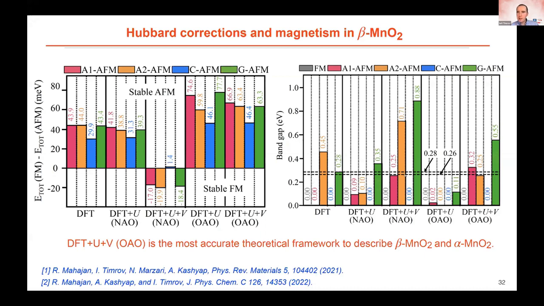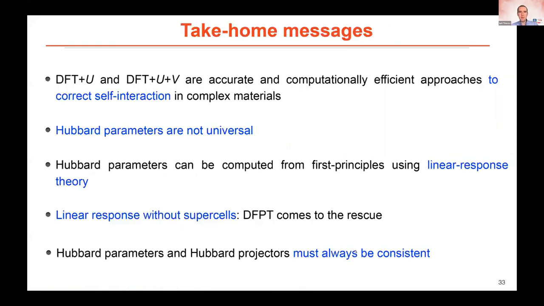And if we look at the band gaps here, we see again that experiments are the black horizontal lines, 0.26, 0.28. And we see that DFT plus U plus V orthoatomic is very close to the experimental value, 0.32. We also checked alpha MnO2, but this can be seen in the second reference here.